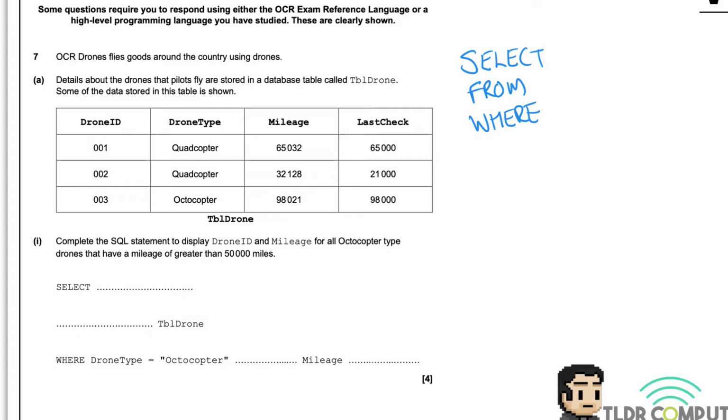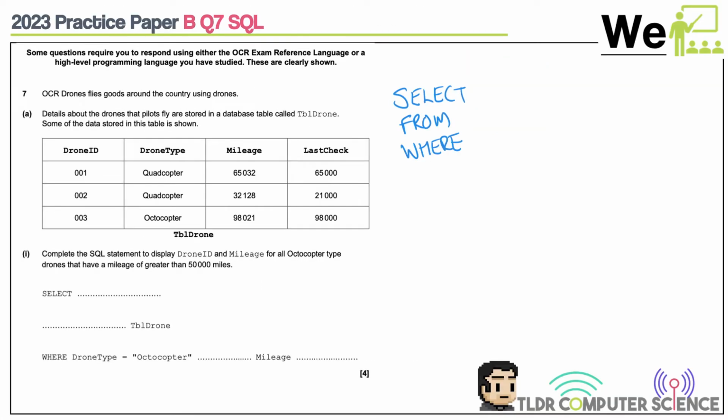Okay, you got 2 minutes. Go on, finish out. No, 1 minute. Okay, guys, I'm going here. So for select, Ibrahim, what do we write down for select? Well said. So drone ID, and then the thing to separate it will be a comma. So drone ID and mileage.